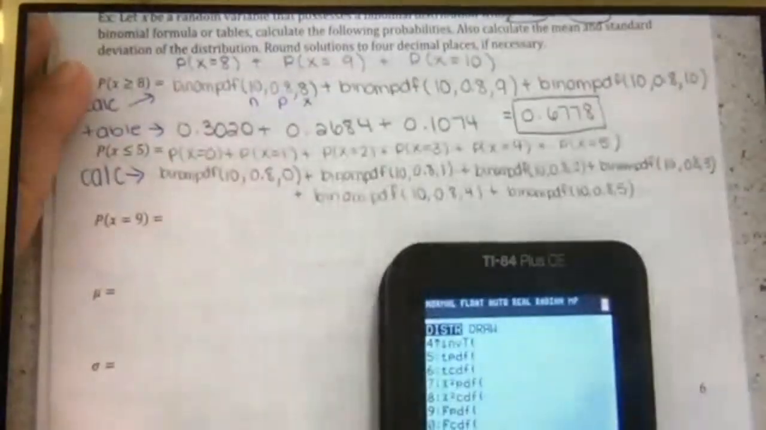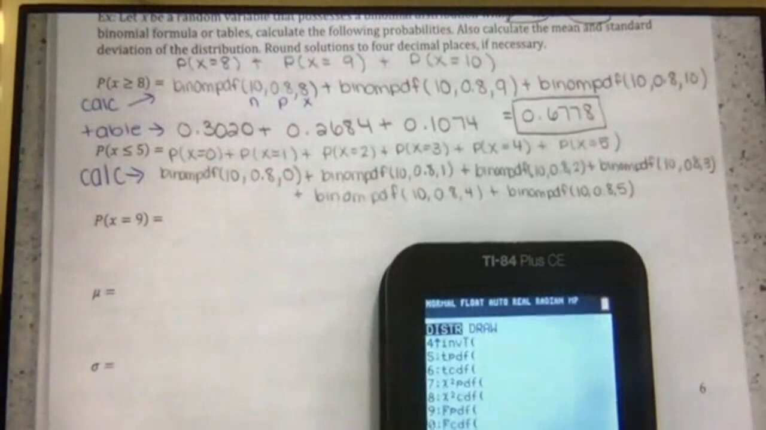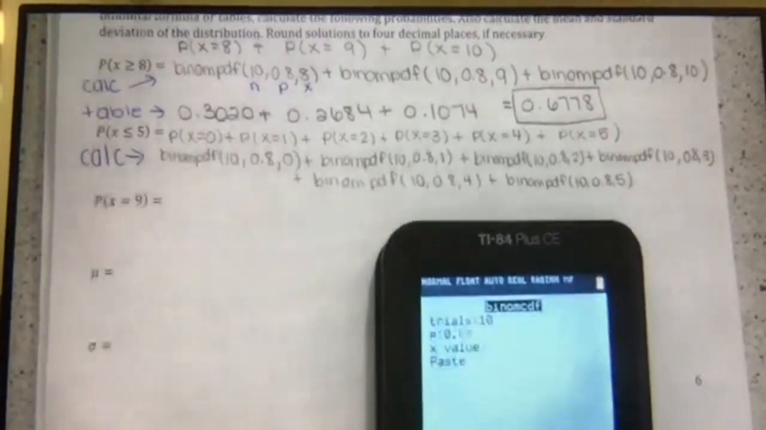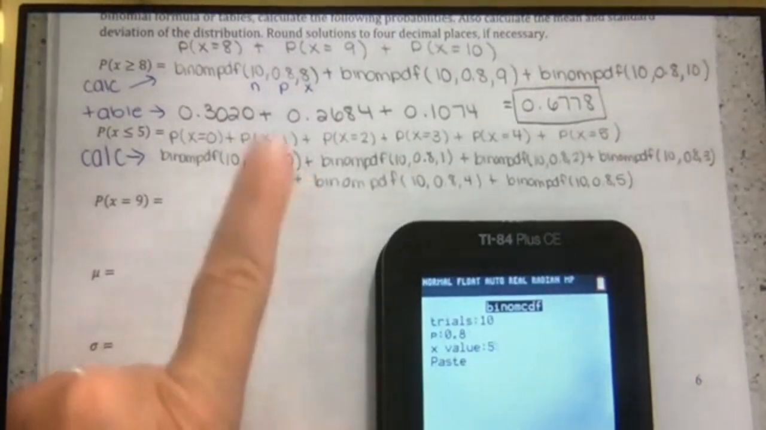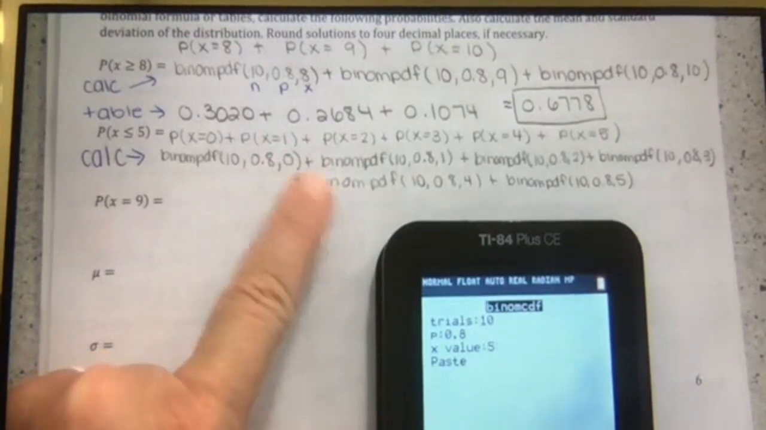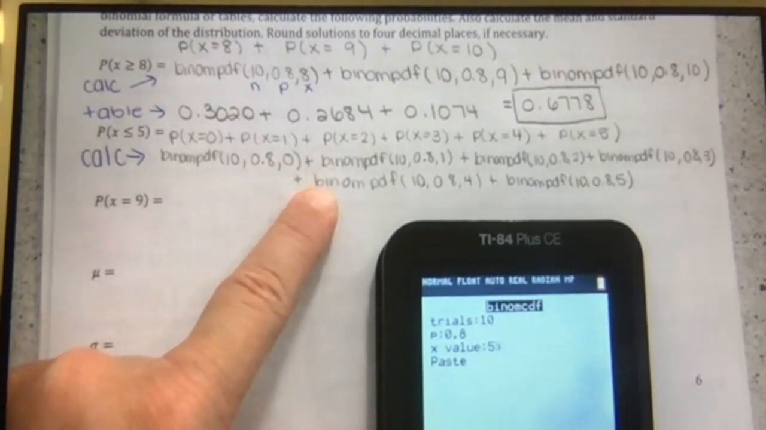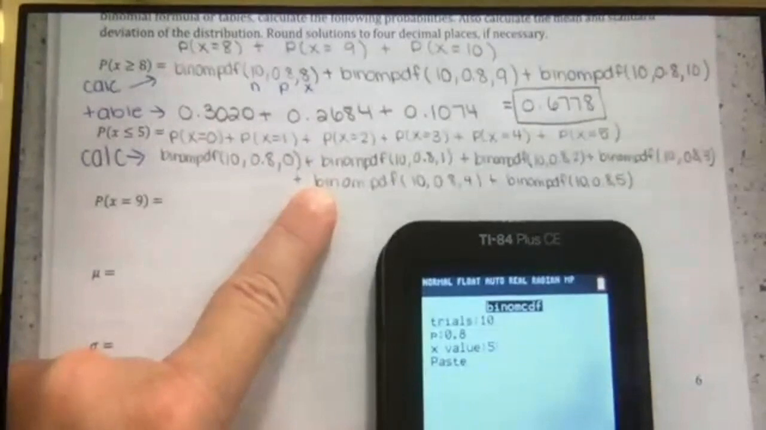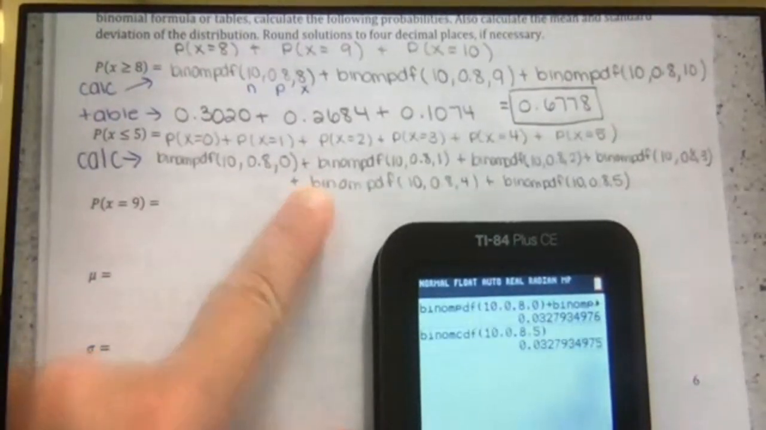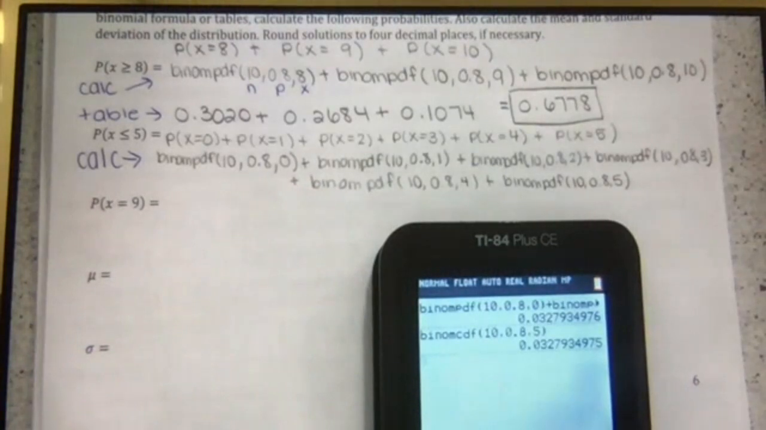So in your calculator, you can do binom CDF, 10 trials, p-value 0.8, and our x value is 5. That will do this whole long thing in one shot. It just has this formula plugged in. It'll say when x is 5, 4, 3, 2, 1, 0. 5 and everything before it. Pressing paste, boom, same answer.